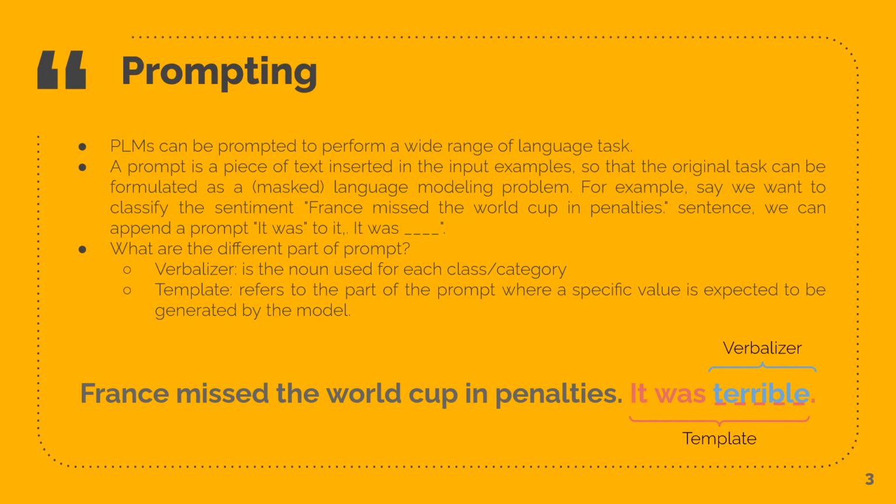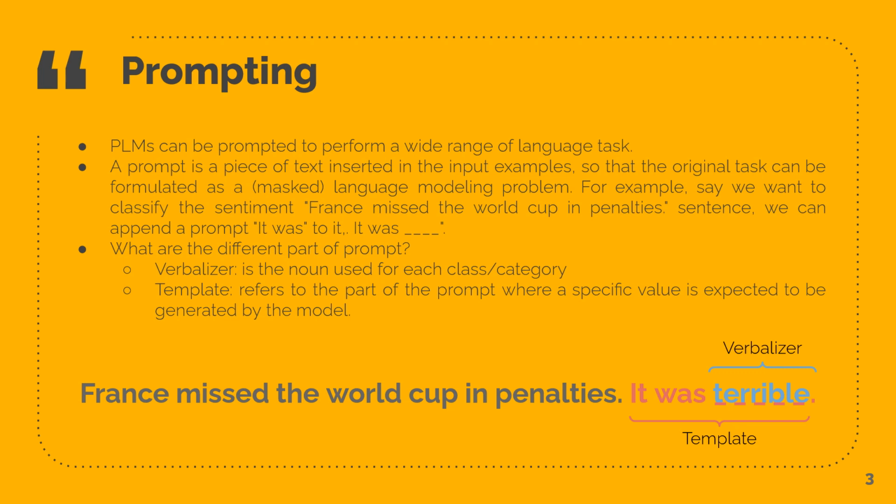One of these approaches is prompting. A prompt is a piece of text inserted in the input example so that the original task can be formulated as a masked language modeling task, which every language model is familiar with. For example, say we want to classify the sentiment of a sentence like France missed the World Cup in penalties. By adding a template like it was and a mask token at the end of the sentence, we can ask the model to find the best word for that part.